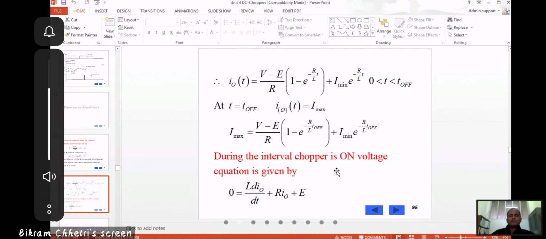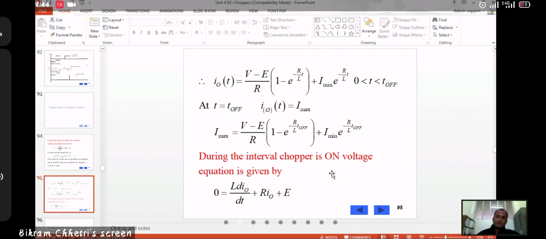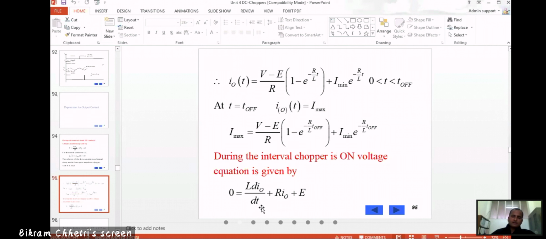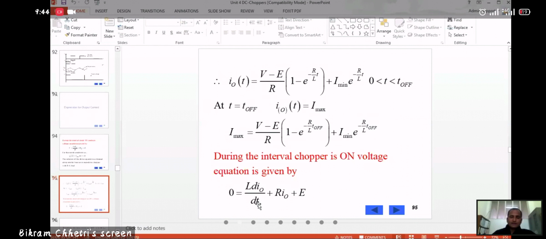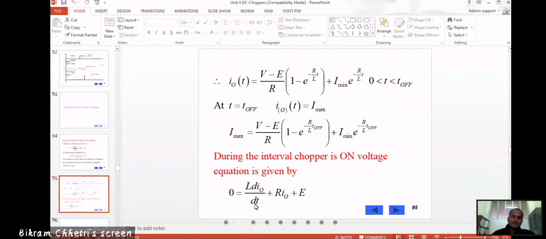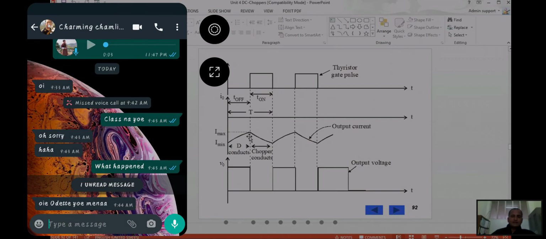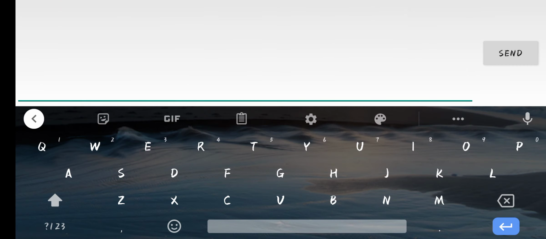So during the interval the chopper is on, the voltage equation is given by, when the chopper is on, then the voltage equation will be L dI naught by dt equals R I naught plus E, because regenerative action is taking place. In this case, if you redefine the time origin at t equals to 0, then I naught will be I max. So at this point the chopper will start conducting. So that's what is given.